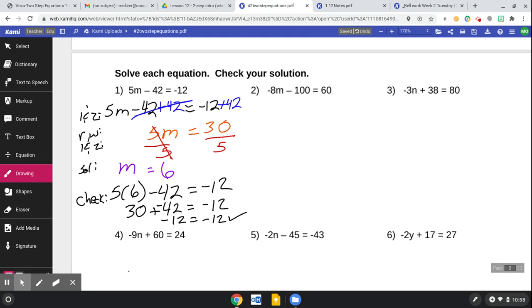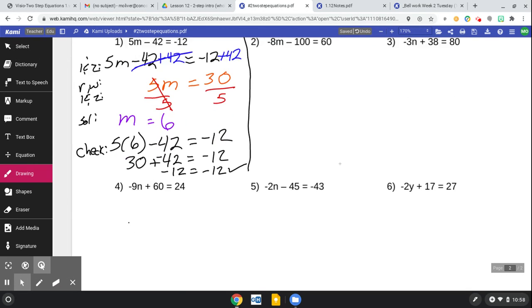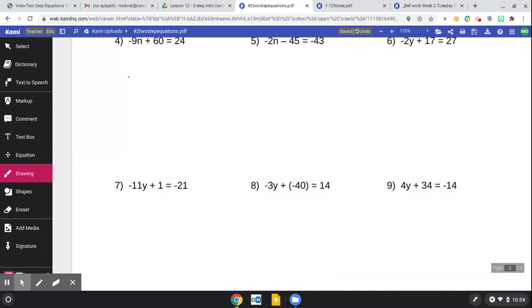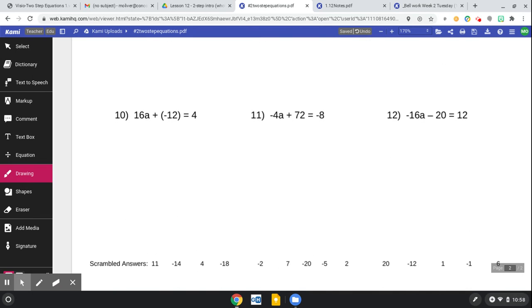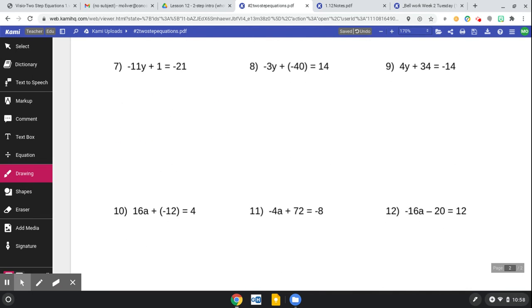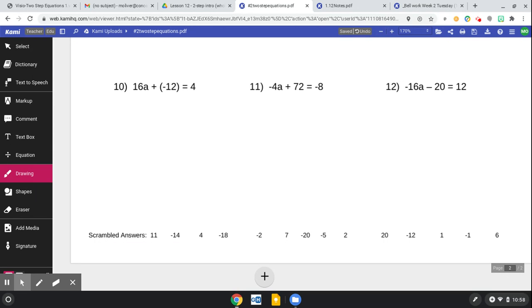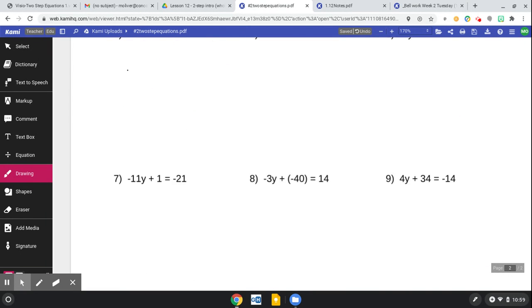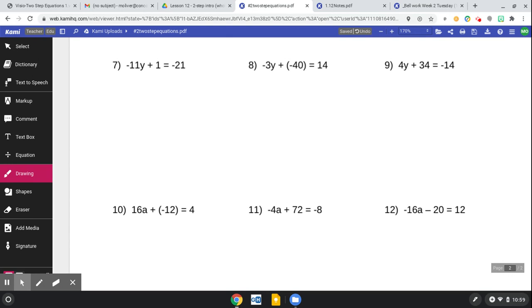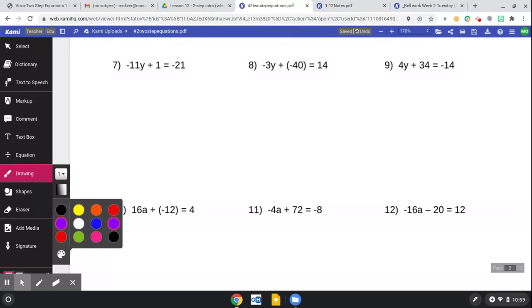All right. Let's see. Is there another one in here that looks a little bit more different? Let's look at, oh wait, we didn't check. Is it 6 down here below? Yes, 6 is down there. So our solution works. Let's do number 8. Okay. We know we have an addition problem.